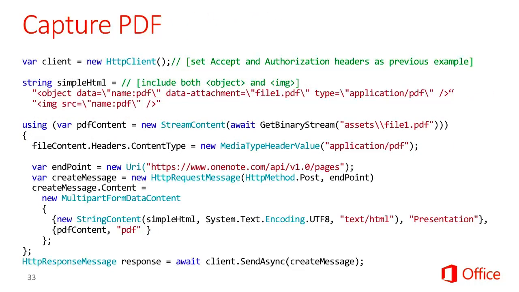Embedding a PDF is very similar. In fact, it's almost identical. Here we've got the name specified to a PDF in the simple HTML for the data attribute. We're saying the data attachment type is of type PDF. And then I'm specifying the data. I'm opening up the file, file1.pdf, as a new stream. And then I'm going to add that to the page using simple HTML, UTF-8, and HTML, specifying the main presentation area of the document is going to be the PDF content with the name of the PDF that we specified in the HTML.